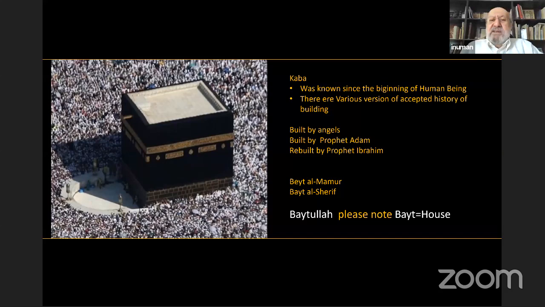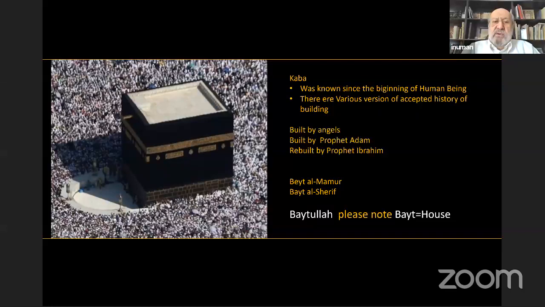Please. Okay. So, as we know, there are different versions of accepted history how Kaaba was built. According to one, it is built by the angels and brought to earth for Adam to make prayer. The second one, when Adam was sent to earth from Jannah, he asked Allah, how should I pray to you? And he was ordered by God to build my house and make tawaf around it as the angels are doing around my kursi in Arsh.